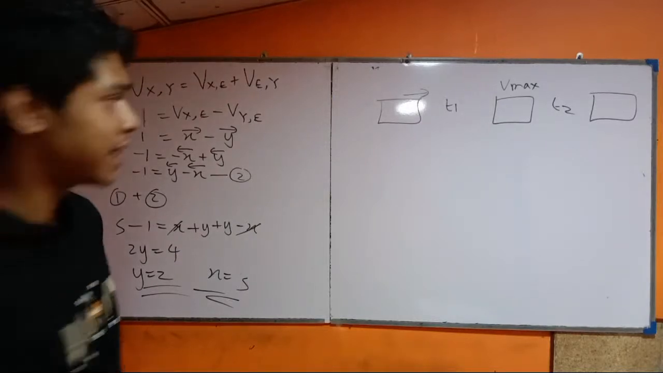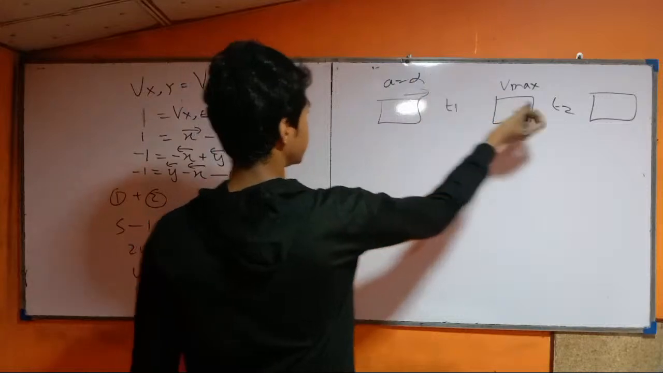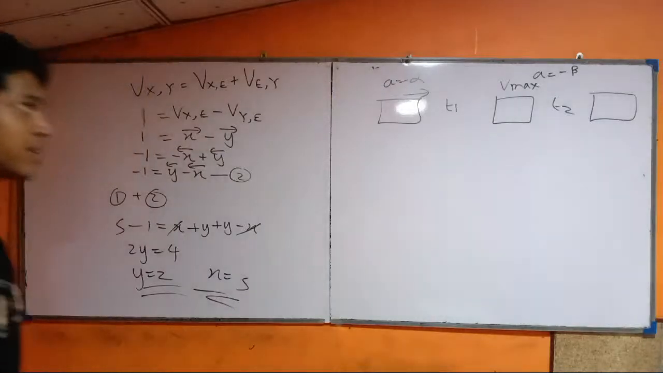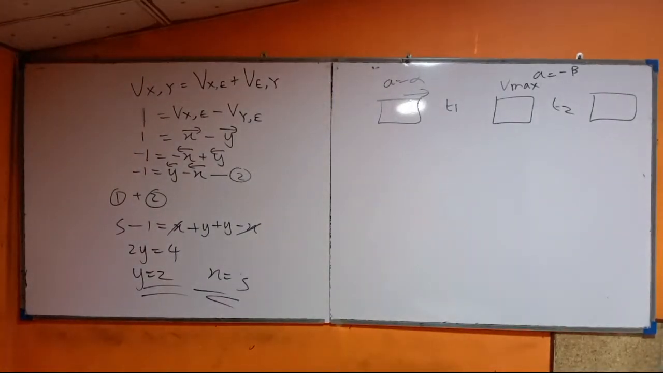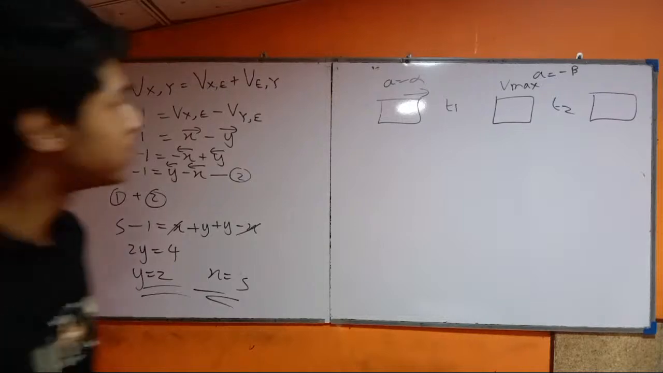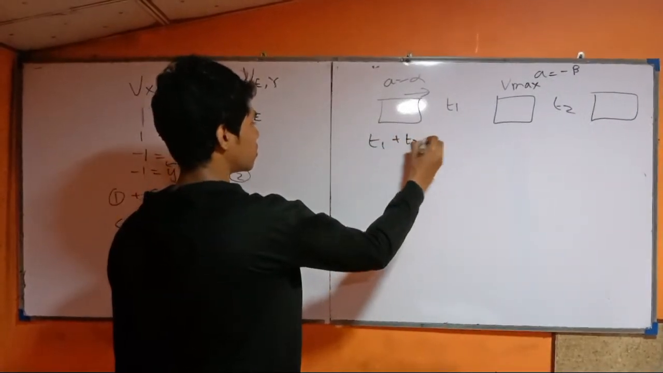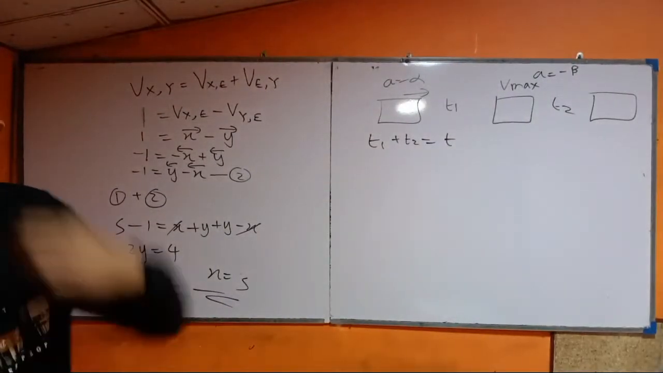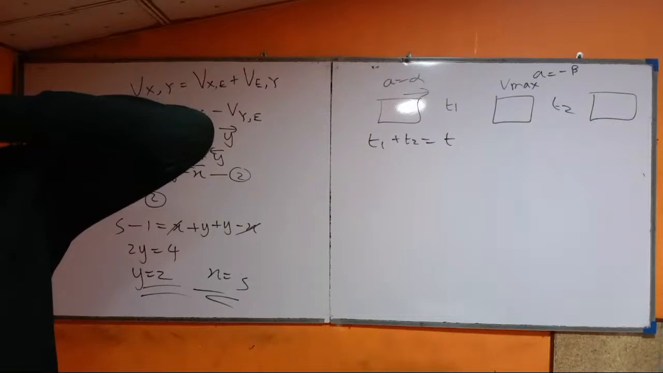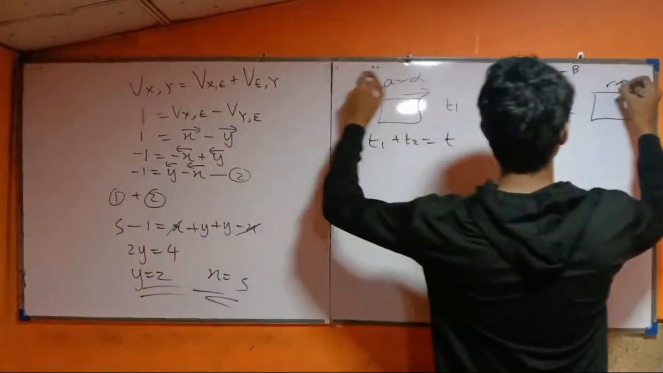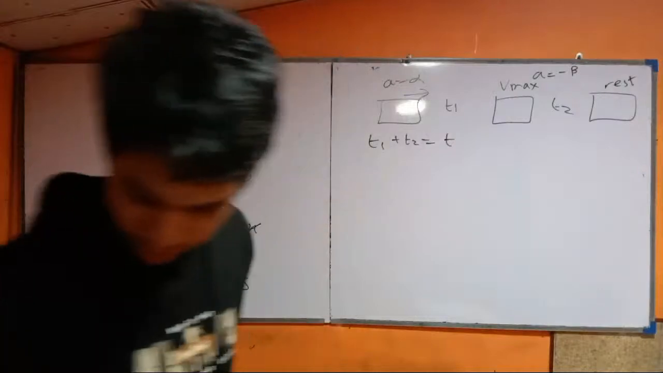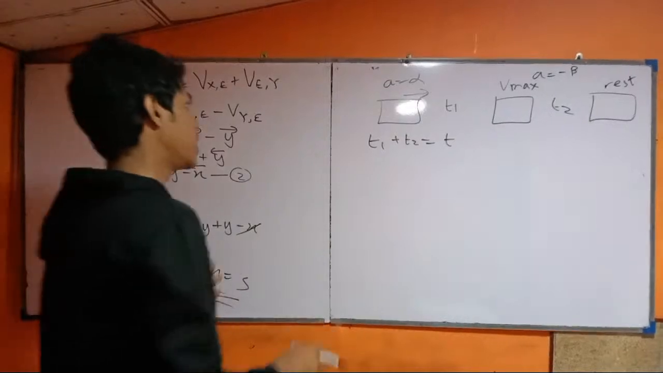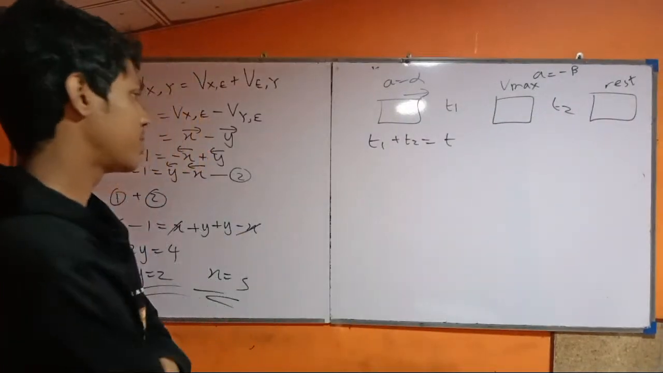Constant rate alpha, so acceleration is going to be alpha. Here deceleration is going to be beta, so acceleration is minus beta. Then total time t1 plus t2 is equal to t. This one is going to be at rest. Now what are they asking to find? The maximum velocity given the total time. How to find the maximum velocity now?